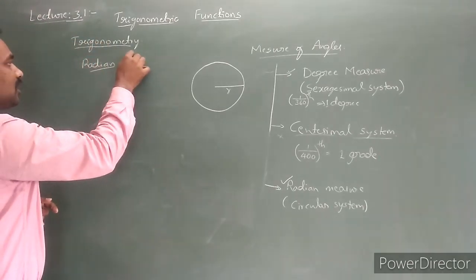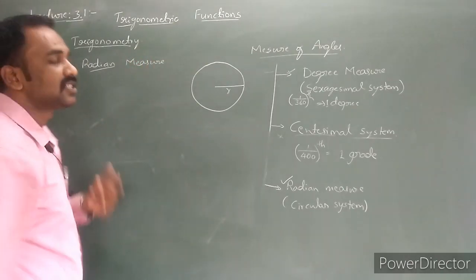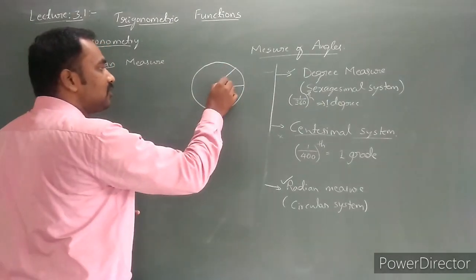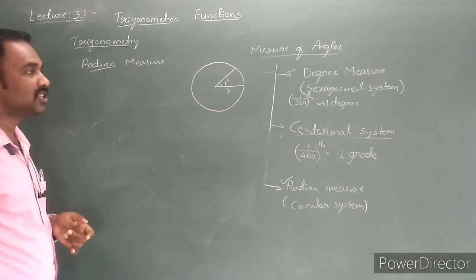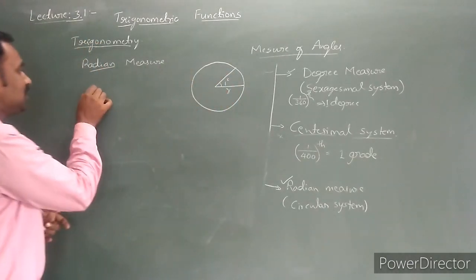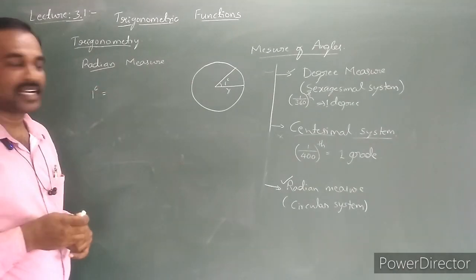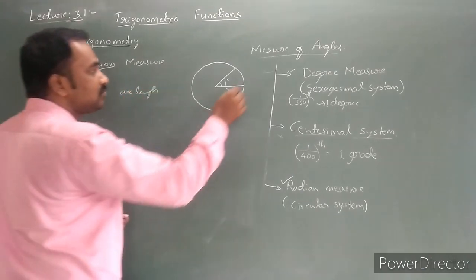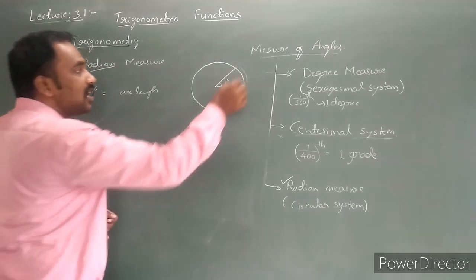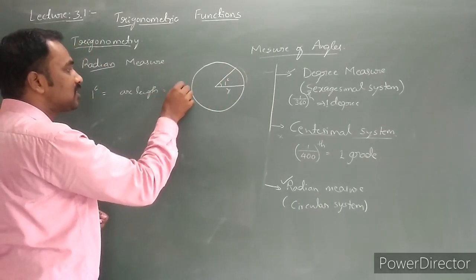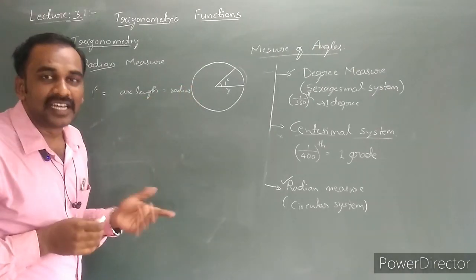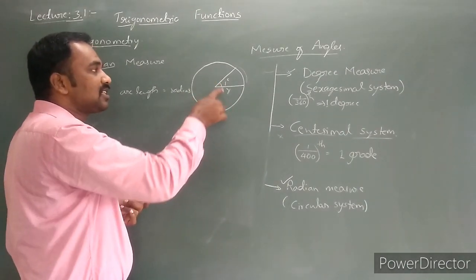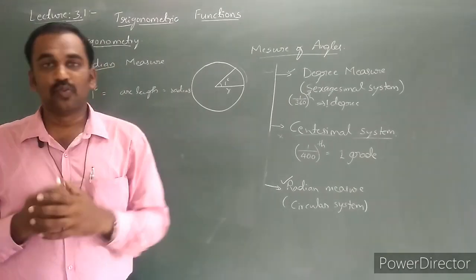For discussing the radian measure, I just consider one circle. Here, at the center of the circle, I want to discuss 1 radian. 1 radian is denoted by 1 power c. So, what is meant by 1 radian? 1 radian is equal to the arc length of the circle. This is said to be the arc length. When the arc length of the circle is equal to the radius of the circle, then whatever angle is subtended at the center of the circle is said to be 1 radian.